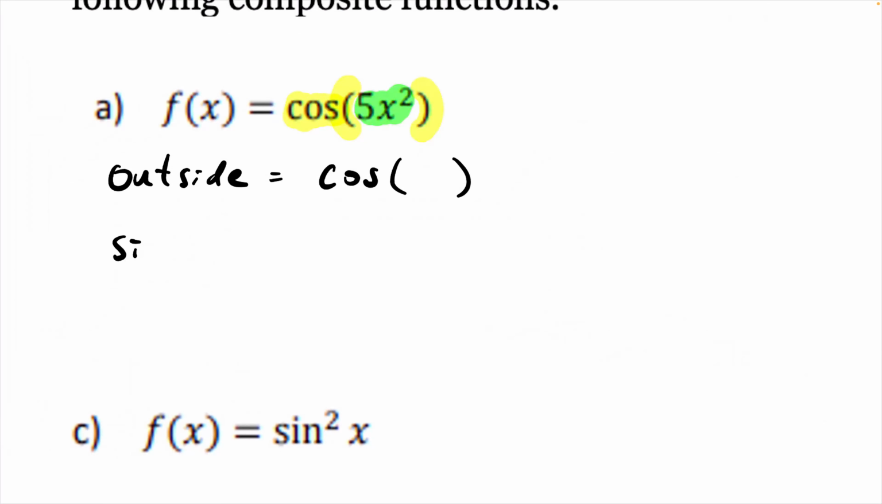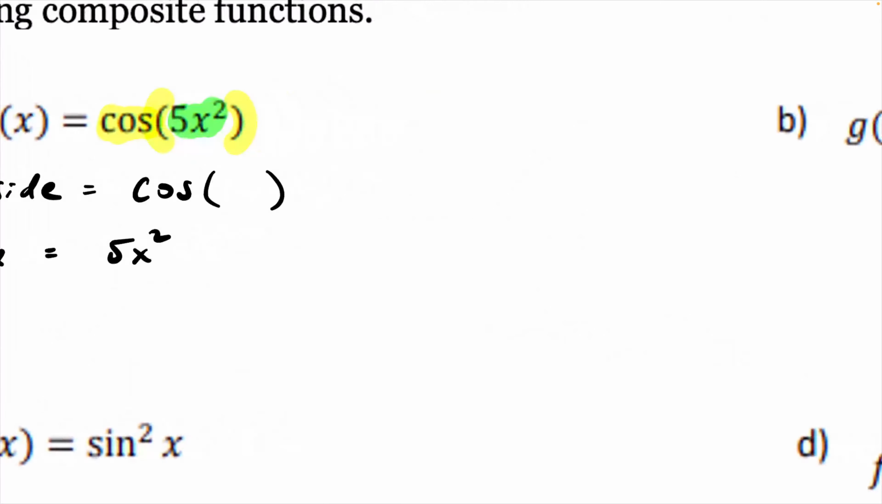Oops, not sine. Where did I put sine? Inside. 5x squared. If I were to put 5x in those parentheses, you'd have the original function. Okay? Let's look at B.